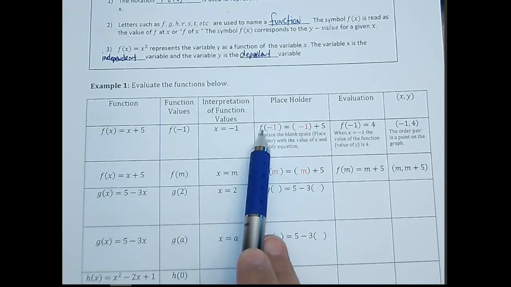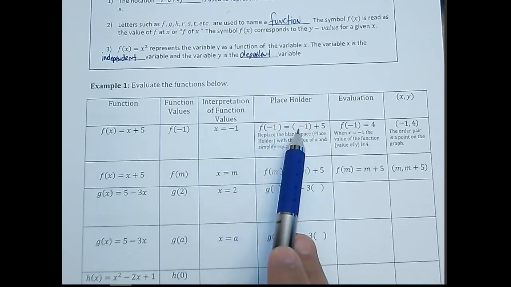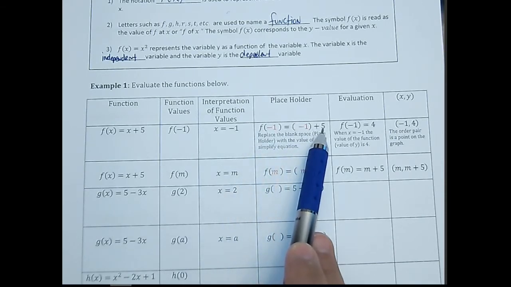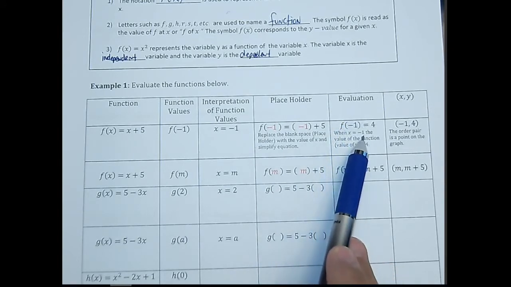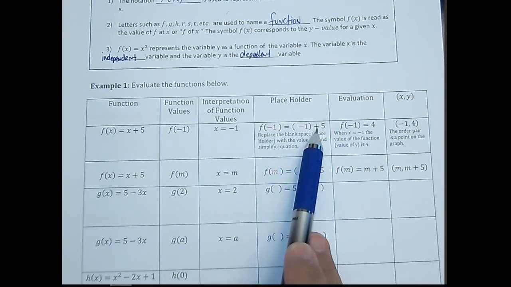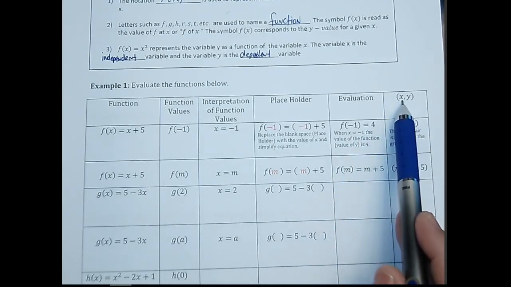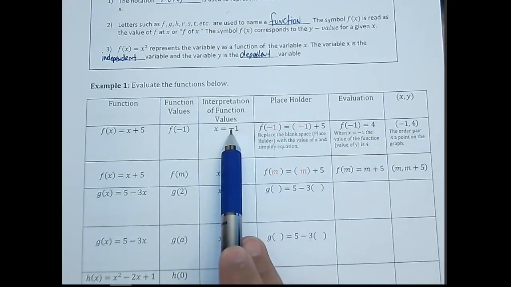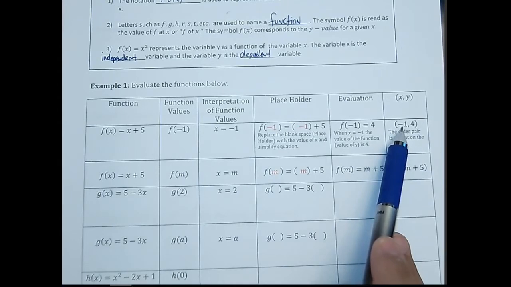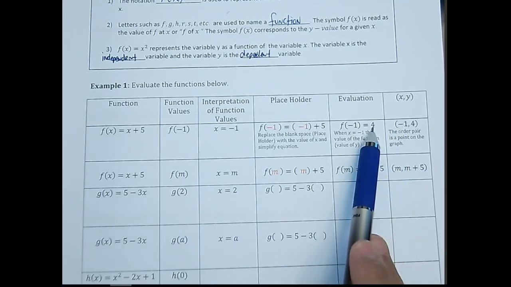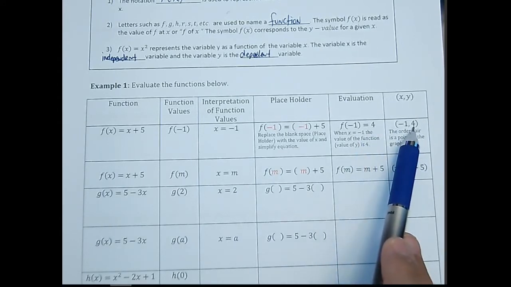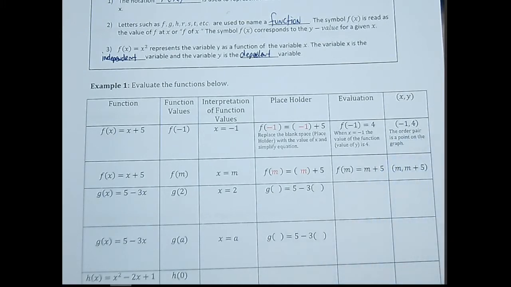So here we have f of negative 1 is equal to negative 1 plus 5, and then we're going to evaluate it. So negative 1 plus 5 is equal to 4. What this means is that the value of x was negative 1, and when we evaluated the function, we got the value of y, which is 4. So that creates an ordered pair.